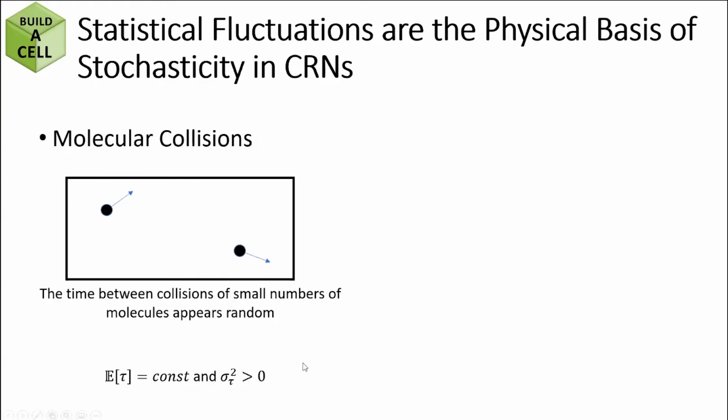And you can really model this as a random variable, where on average, if you do this experiment where you watch two molecules collide over and over again, the expected time of collision is going to be constant, but there's going to be a lot of variance in that collision time, where sometimes it might happen very quickly in succession, sometimes there might be a long wait. And that means that this appears like a random number, and this gives rise to stochasticity when you have small counts.